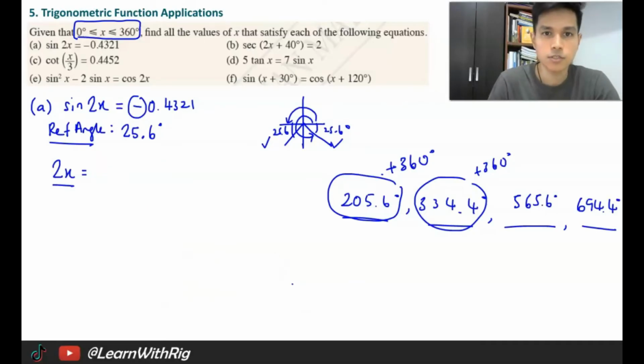Clear? So just remember, you are in the third quadrant. So third quadrant means 180 plus 25.6.